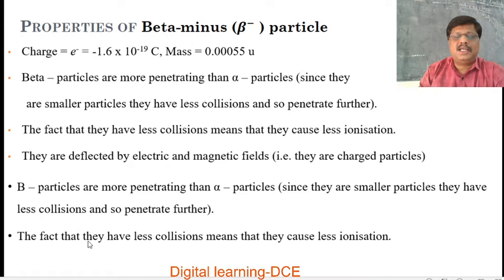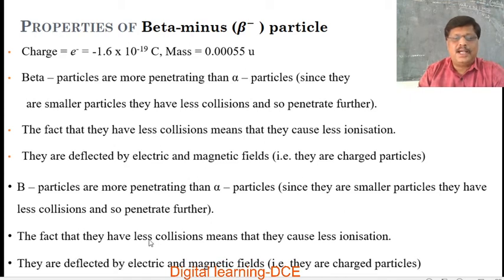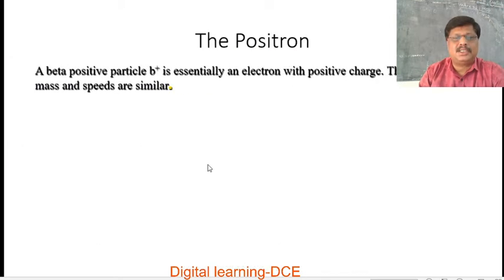The fact that they have less collisions means that they cause less ionization compared to alpha particles. These are some properties of the beta particles. As you know in detail from your lower classes also, they are deflected by electric and magnetic fields because they are charged particles. Next, we are going to study the positron decay or beta plus decay.